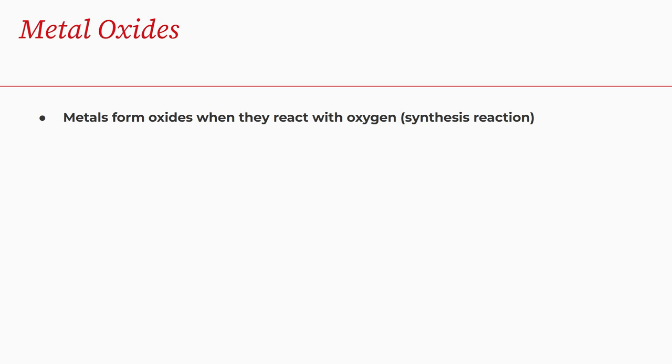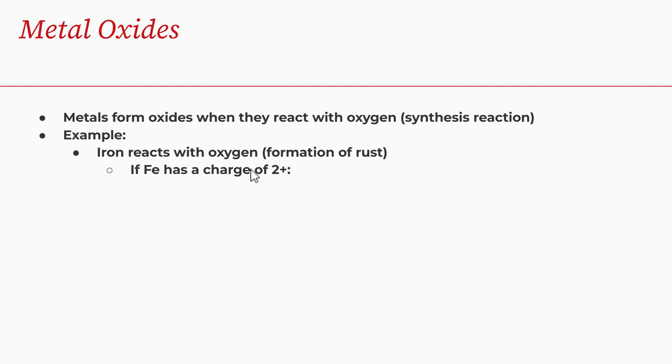So metals form oxides when they react with oxygen, and this is a synthesis reaction. An example would be iron reacting with oxygen, which is how the formation of rust happens. It's an oxidation reaction. So if iron has a charge of 2+, so you have iron(II), it would be this reaction where you have iron plus oxygen creating iron(II) oxide.